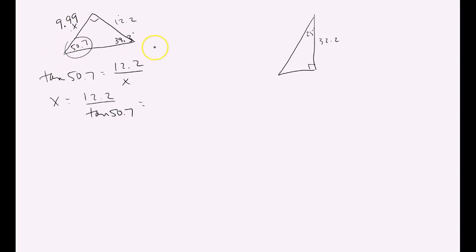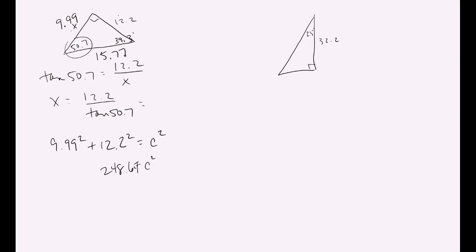Now to get my third side, I'm actually not going to do SOHCAHTOA. I'm just going to do Pythagorean Theorem and type it all in that way. So 9.99 squared plus 12.2 squared, and that means that c squared is 248.64. So then let me take the square root of that, and I'm getting 15.77.